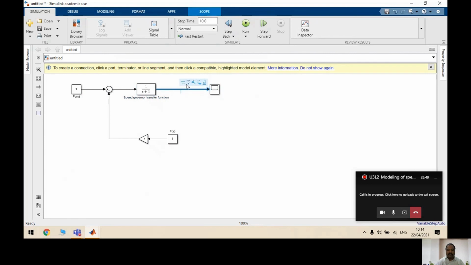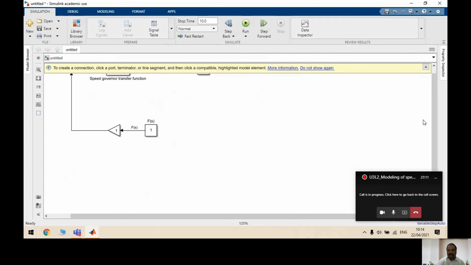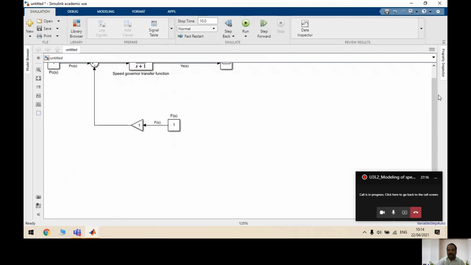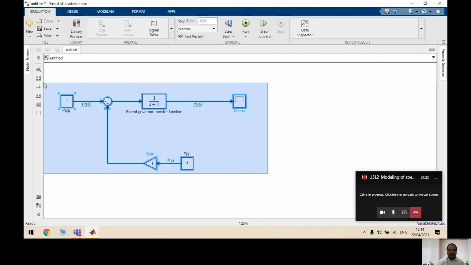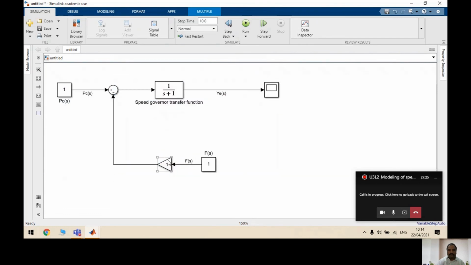So the output I'll be getting is YE of S, isn't it? So this is my output signal. This is my Pc of S signal, right? And this is the F of S signal. I'm zooming it a little bit so that you can understand it well. I hope now you are able to see this. Yes. Okay, so I'm giving two inputs.